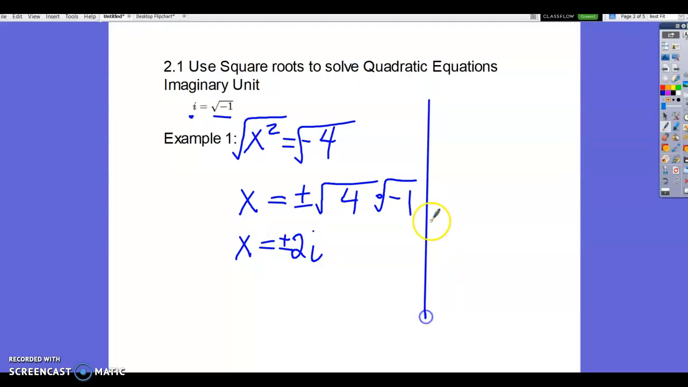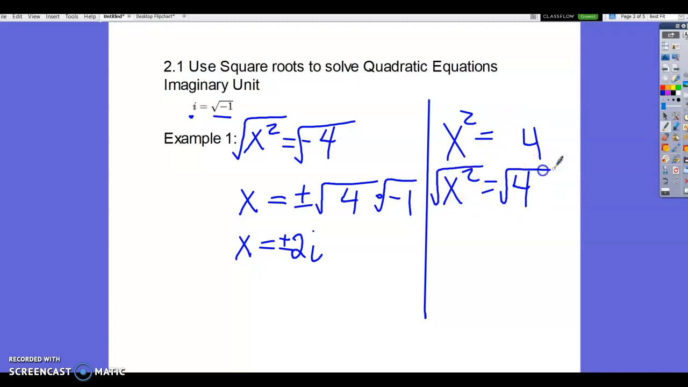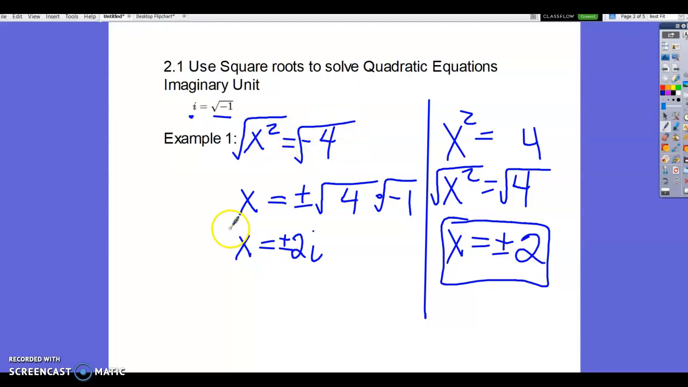If you have x squared equals 4, and you take the square root of both sides, you're going to get x equals plus or minus 2. So if it's positive, you're just going to get the same thing you have done before. Now, if you have a -4, you're going to have an i as part of your answer. So let's look at a couple more examples real quick.